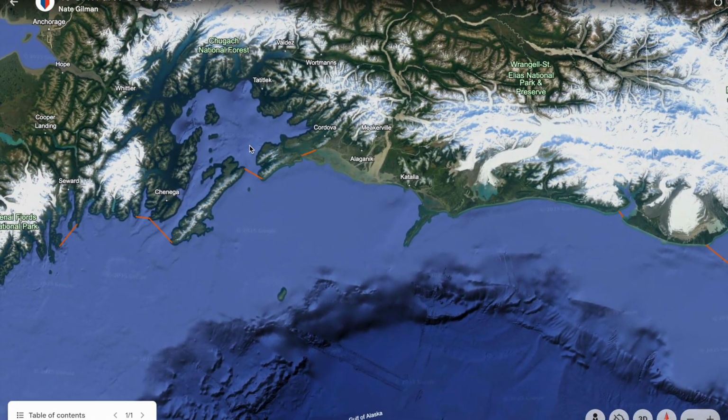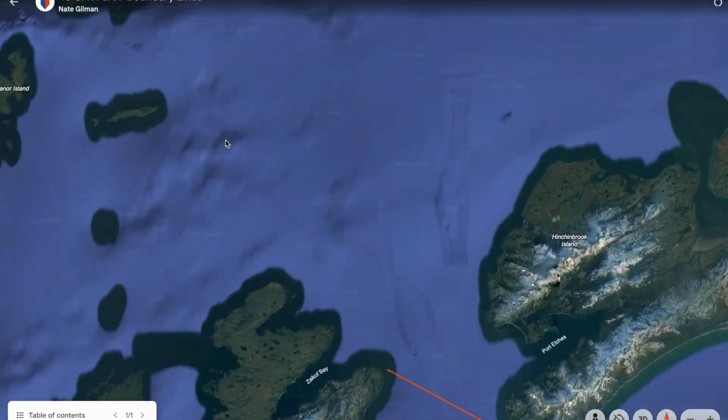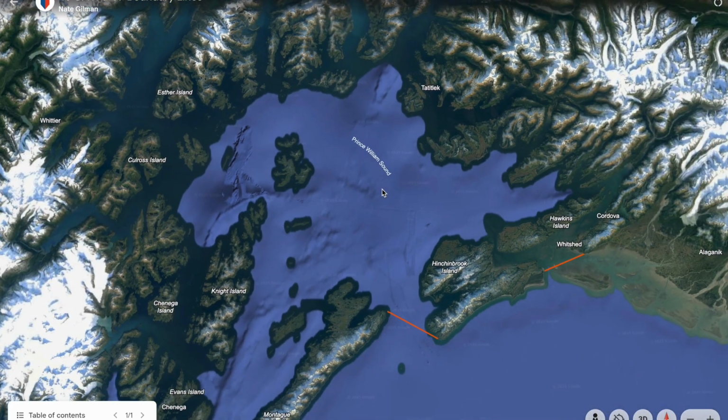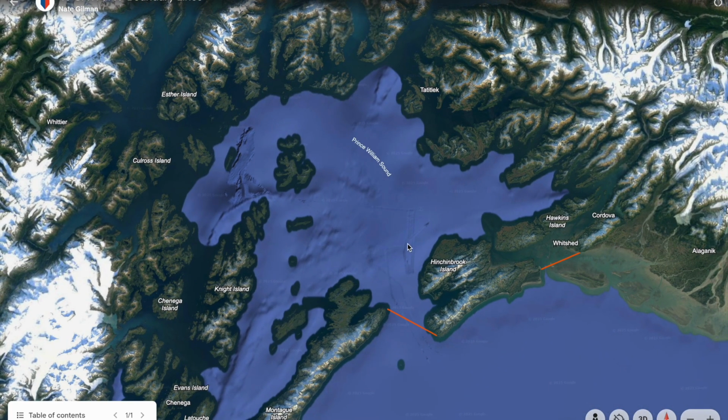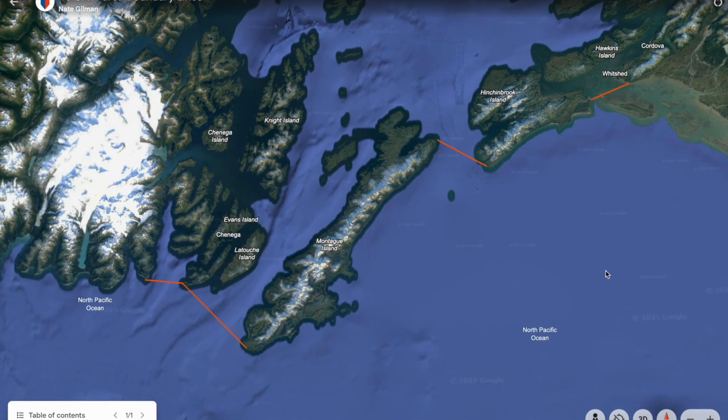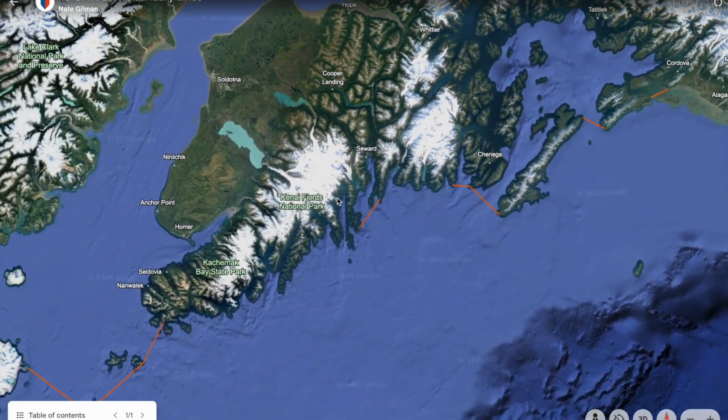It's the same thing coming around into Prince William Sound. So Prince William Sound, all of Prince William Sound is inland, and only when you cross the lines are you out here in the North Pacific Ocean and the near coastal waters. We're going to run into that as well with Seward.